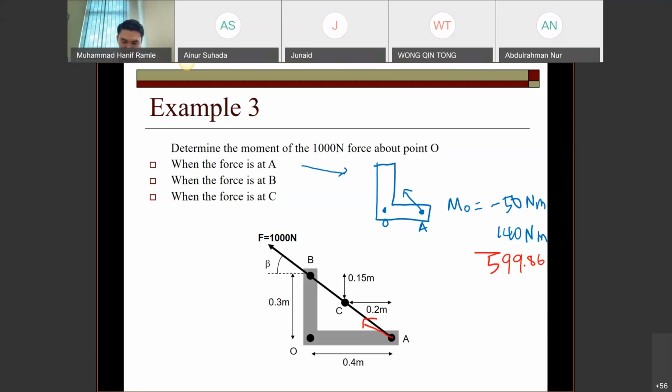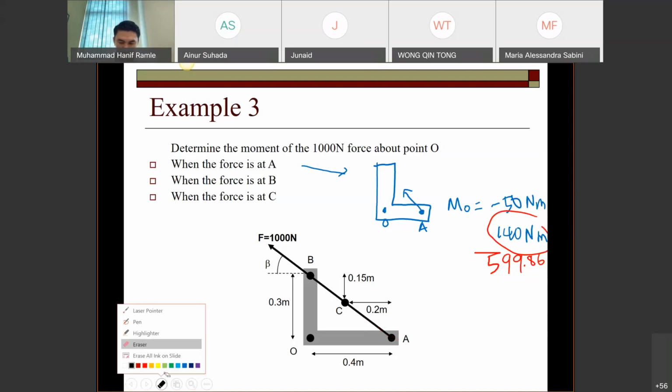Yeah, I also got 140. Okay, 140. How about others? Don't feel shy because we cannot see your face. You can see your answer here. We are discussing. If you got the wrong answer, no need to be shy. This is the learning process. We are learning together.